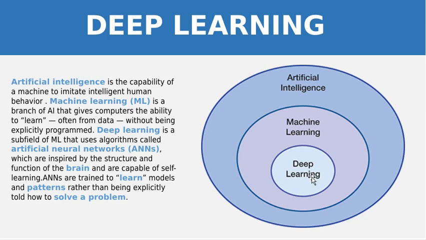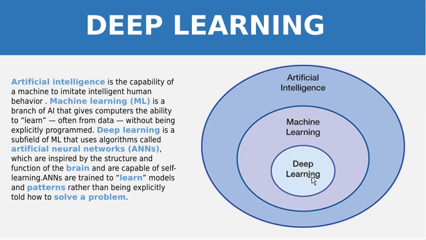Artificial neural network means that it is inspired by the neuron of a brain, the human brain. Like we know that the human brain has neurons, which is basically similar. The artificial neural network is using the concept of the neuron of a brain, and the artificial neural network has been trained to learn models and patterns, and based on its own capability to solve a problem.